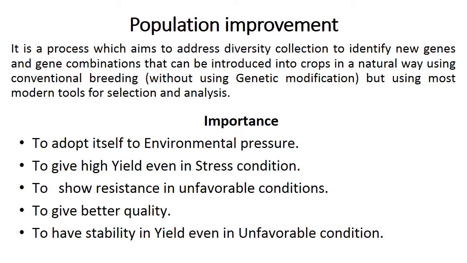Population improvement means the process which aims to address diversity collection to identify new genes and gene combinations that can be introduced into crops in a natural way using conventional breeding, without using genetic modification but using the most modern tools for selection and analysis. Importance of population improvement: it is used to adapt to environmental pressure, to give high yield even in stress conditions, to show resistance in unfavorable conditions, for better quality, and to have stability in yield even in unfavorable conditions.